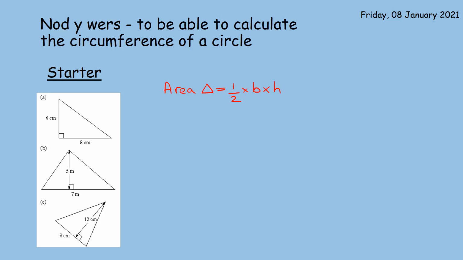Okay, welcome back. So here's our answers. Notice that the first and third got lengths in centimeters, so we've got an area in centimeters squared. In the middle one, we've got lengths in meters, so we've got an area in meters squared.